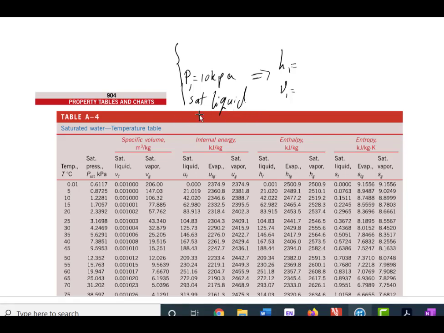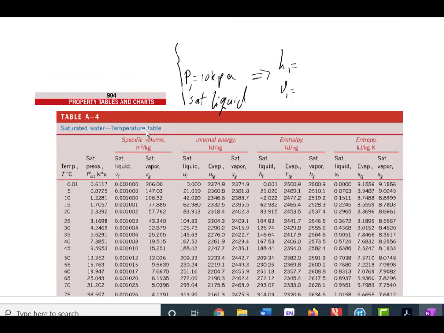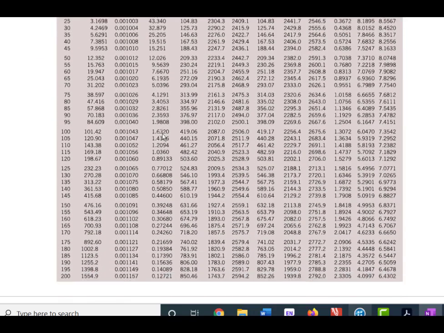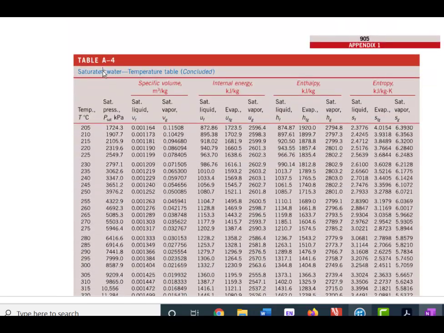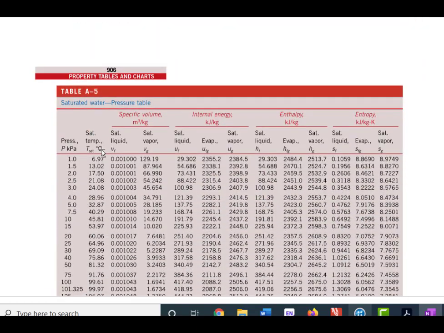So let's see which table we can use. As you can see here, because we have saturated water here as well, we could use this table. But to use this table, we need to know the temperature of the liquid or water in that state, which we don't have. What we have here is pressure. Let's see which table we can use here. Again, it is for saturated water, but still we have temperature here also. Let's see the next table, table A5.